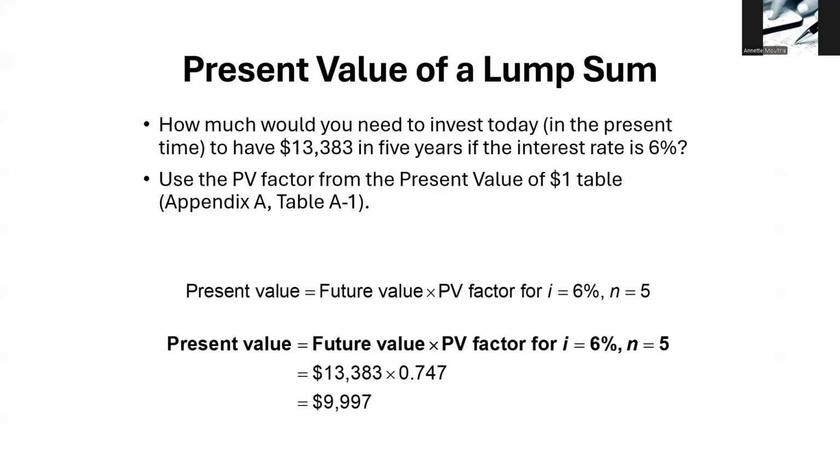You have the future value of $13,383 times 0.747 equals $9,997. Again, this information is taken from the present value factor table that's at the end of your textbook.